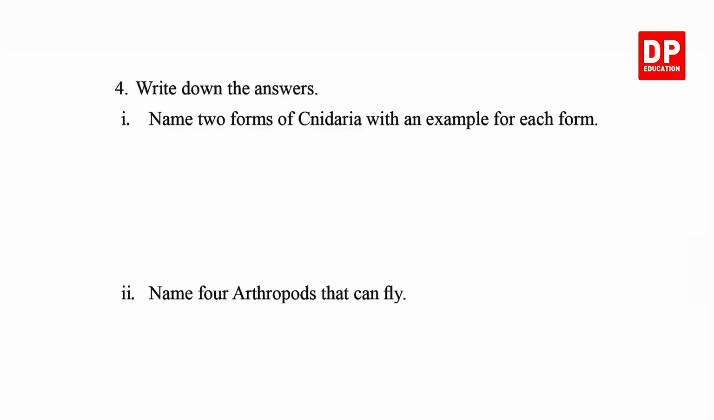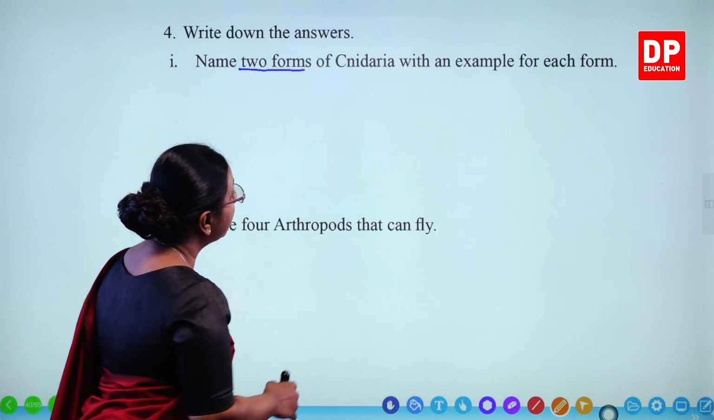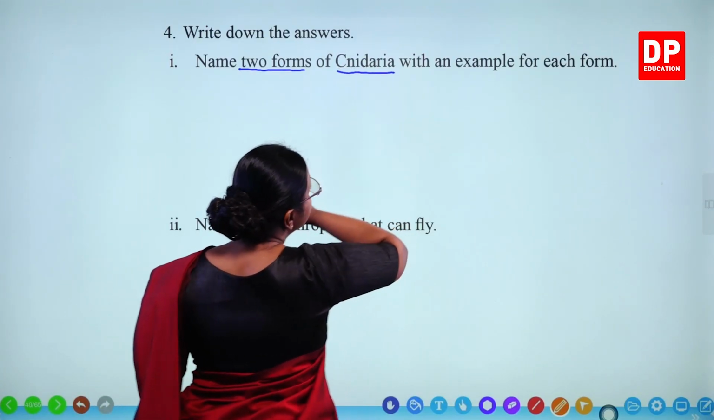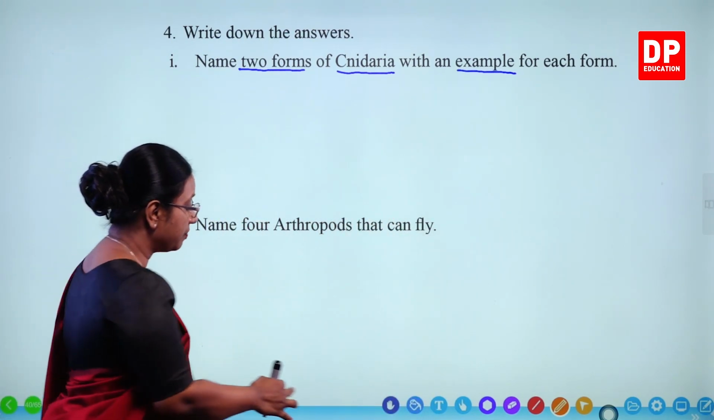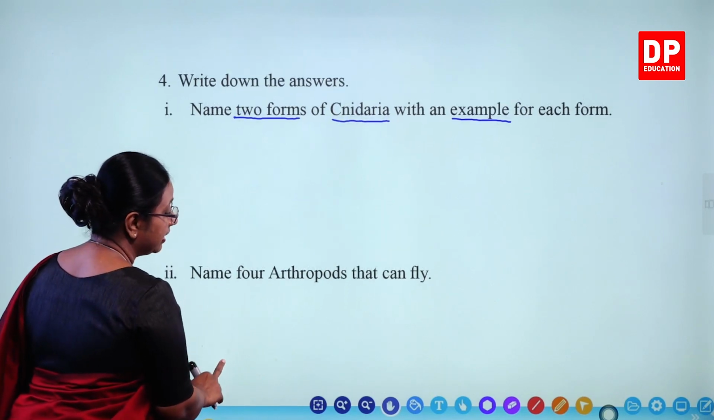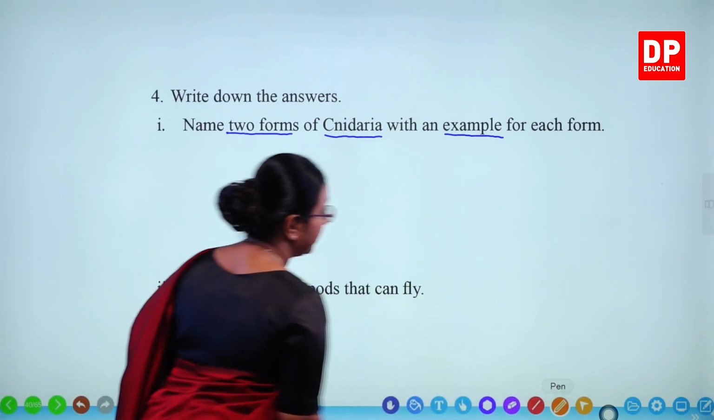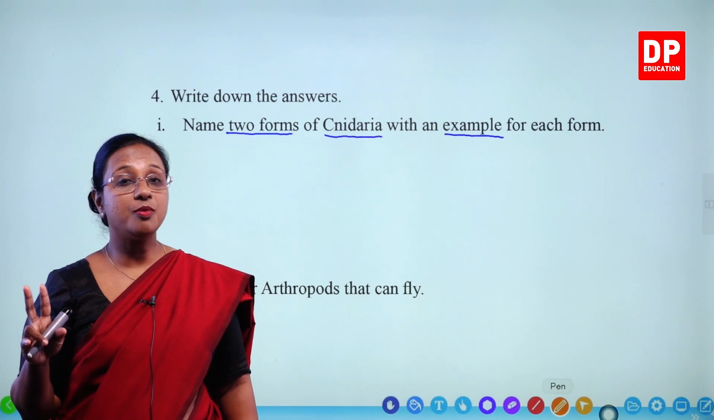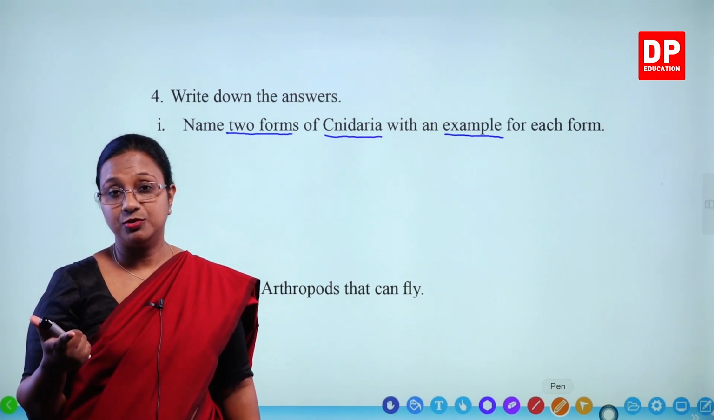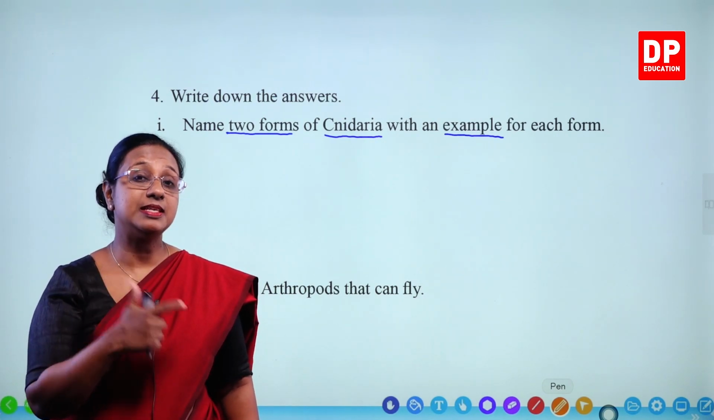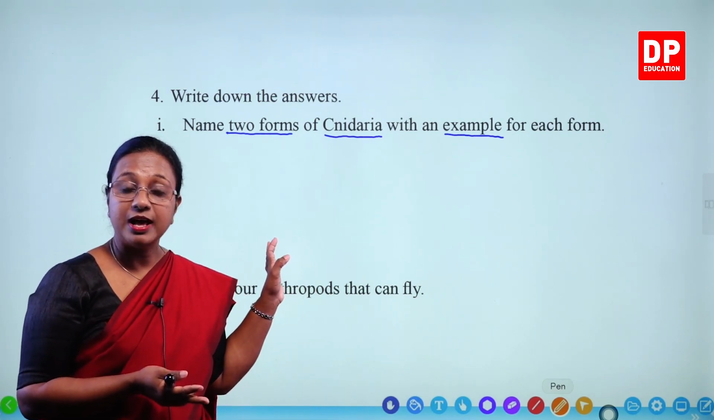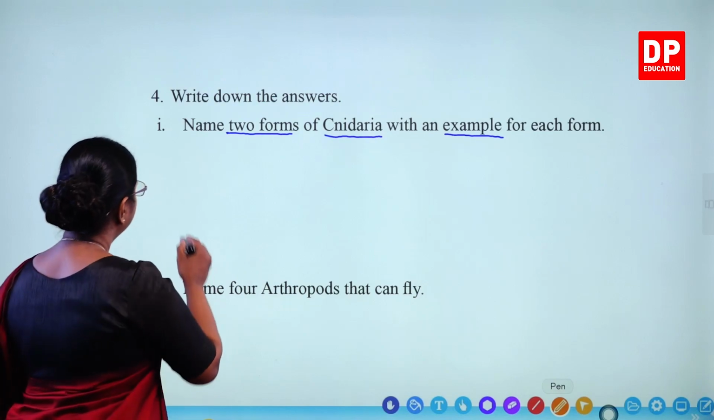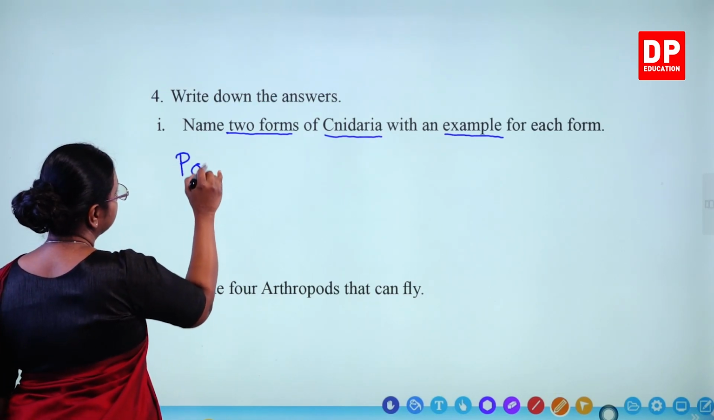Write down the answers. Name 2 forms of Cnidaria with an example for each. So you have to write the 2 forms and you have to write an example for each one. What are the 2 forms? Polyps and Medusa. What is a polyp? The sedentary form. Medusa is the free living form. But you don't have to explain it here. You have to write as polyp.